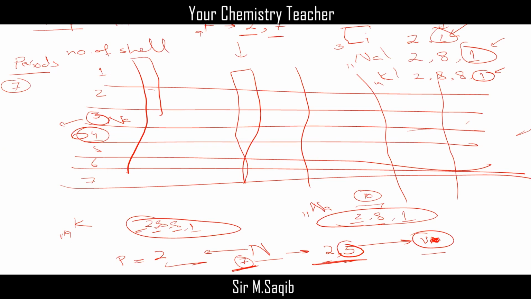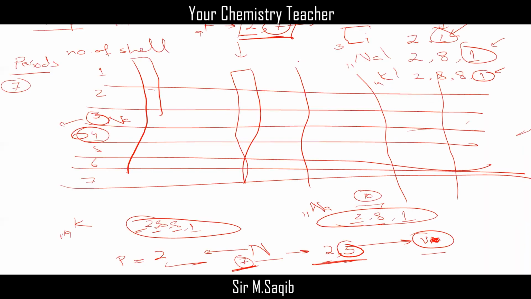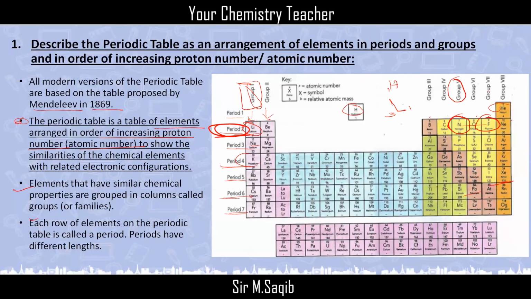So there are two shells, so it must belong to period number 2, and in the last shell there are 7 electrons, so it must belong to group 7. Let's find it out. So fluorine is over here. As you can see, it belongs to period 2, and as we just talked about, fluorine has 7 electrons, so it must belong to group 7. And as we can see over here, it does belong to group 7.